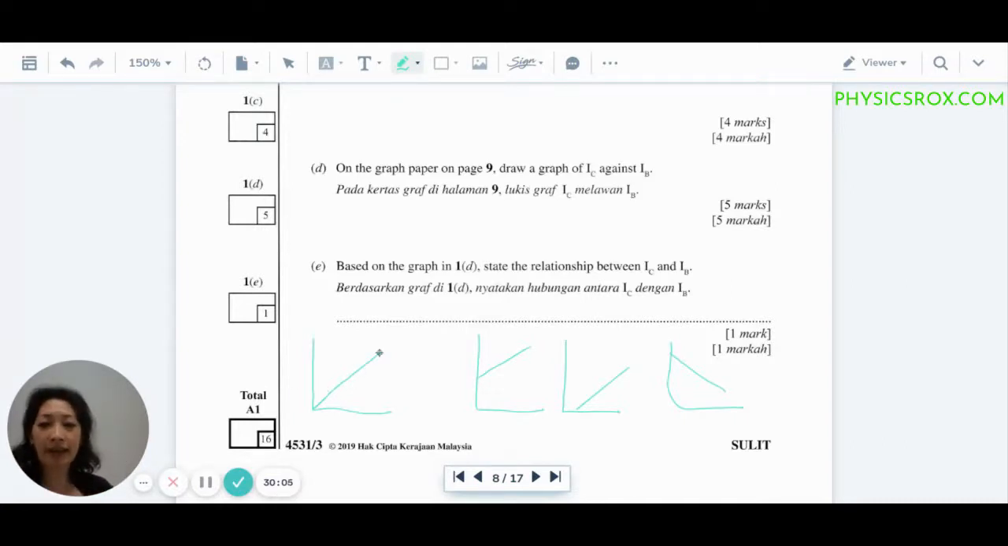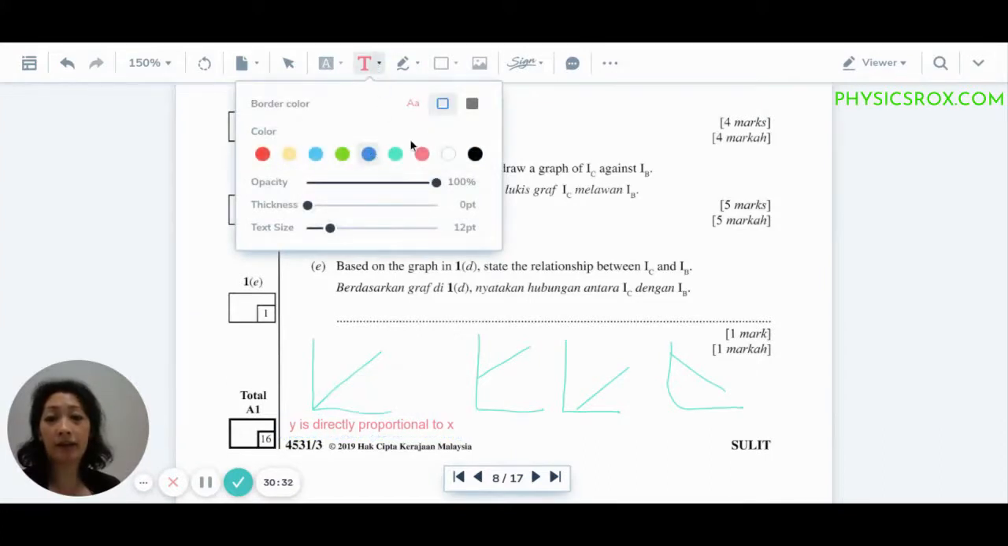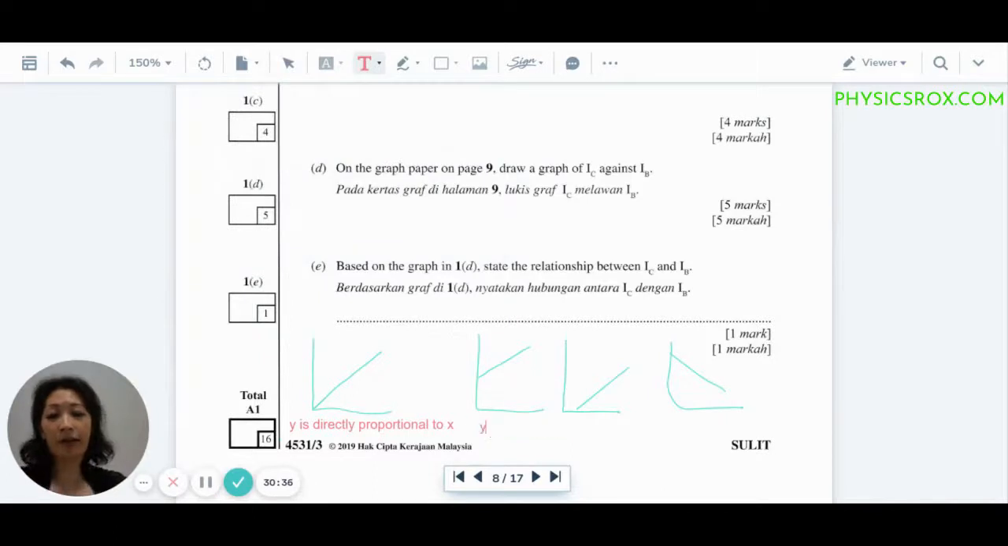Right? So like in this case, I'll just scribble it here. Now let's use the text. Y is directly proportional to x. Now, of course, please don't write y and x. Please change the y and x to match what's in the question. So for example, if your graph that you got in this question is this, then you write IC is directly proportional to IB. If you get either kind of graph, I'll just write in general here.